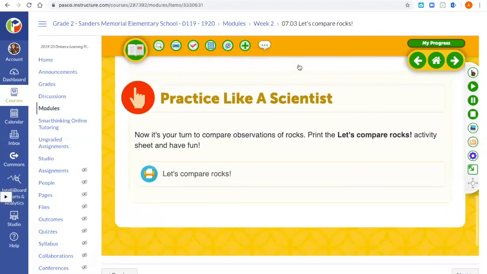Practice like a scientist. Now it's your turn to compare observations of rocks. Print the Let's Compare Rocks activity sheet and have fun. Now you may pause this video and complete Let's Compare Rocks. Please be sure to upload this assignment into your My Learning platform.